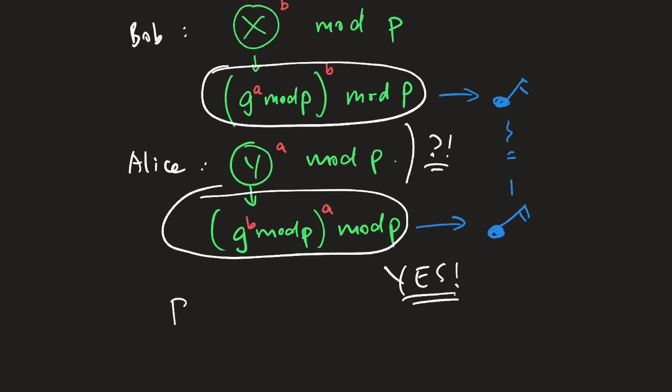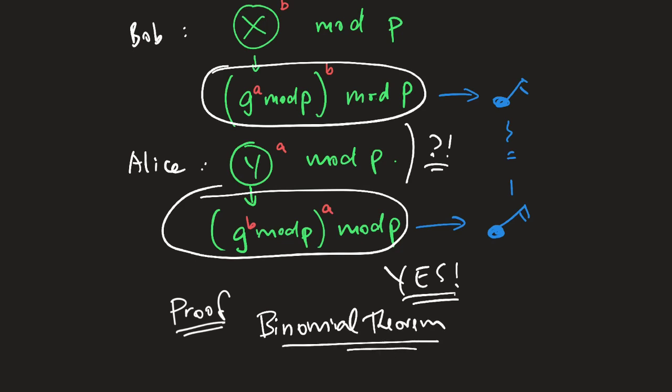There's a proof that we can do using the binomial theorem to show that these two things are indeed equal. And that's actually another piece of magic that makes Diffie Hellman work. But I'm not going to do it now. But if people really, really need it, I can do it as a separate video. So what you saw just now is the Diffie Hellman key exchange protocol.